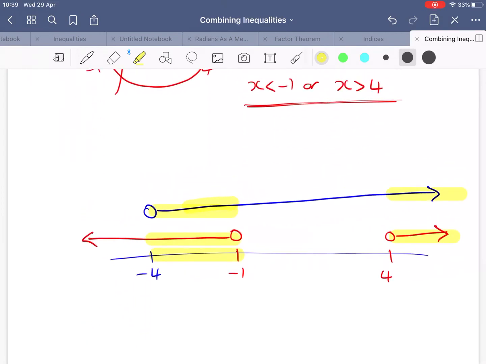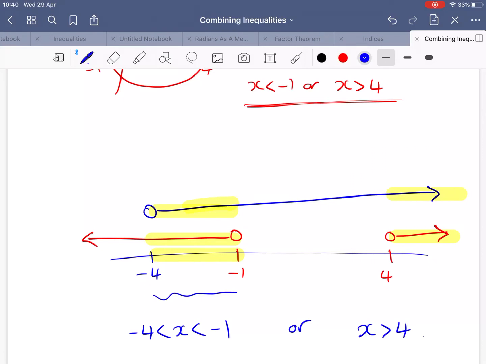Well, the true is down here. When they're separate like this, again, I have to write them as two separate inequalities. So for the part over on the left-hand side, my x can be between -4 and -1. So I write -4 is less than x is less than -1. Or, and then I go to the other part of the inequality, x can be greater than 4. So both inequalities are true when x is either between -4 and -1, or when it's bigger than 4.